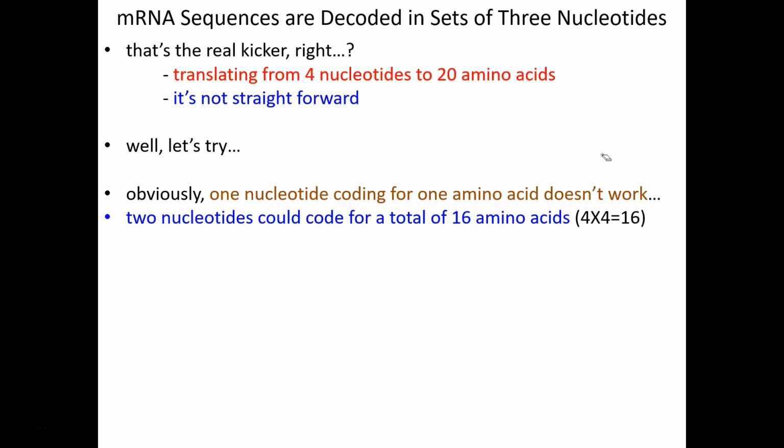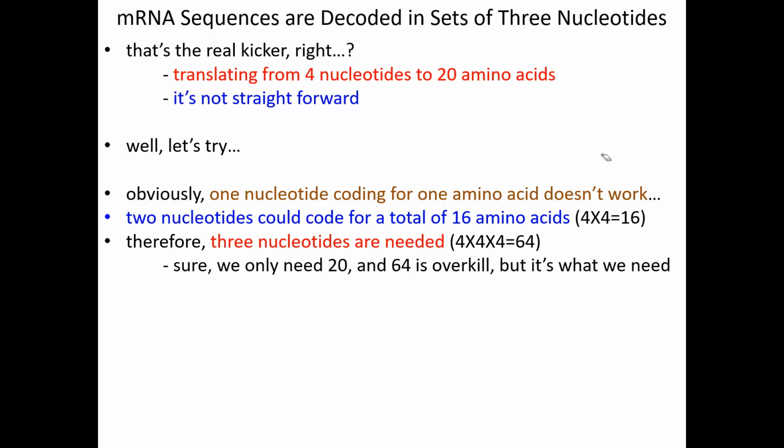We've got 20 amino acids. We have only 16 combinations of 2 nucleotides. We need 20. So we've got to go to 3 nucleotides encoding each amino acid. 3 nucleotides gives us 64 possible combinations. AAA, AAT, AGG, AGC. We get 64 unique combinations of 3 nucleotides, and we only have to encode 20 amino acids, so at least we can do it there. And that's what we evolved.